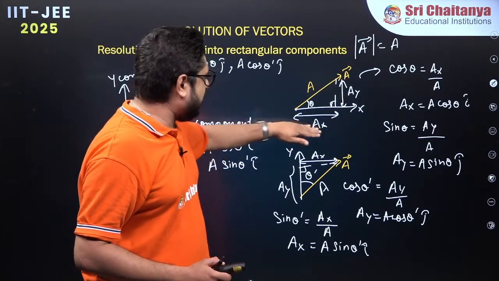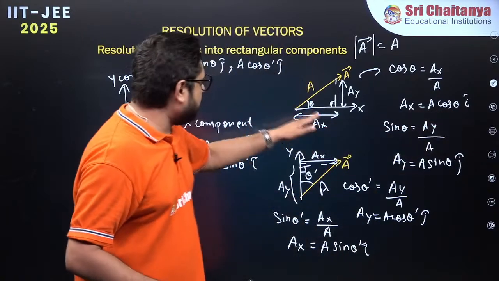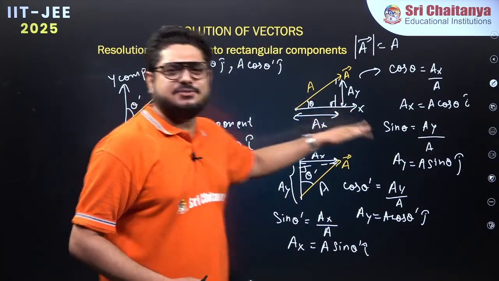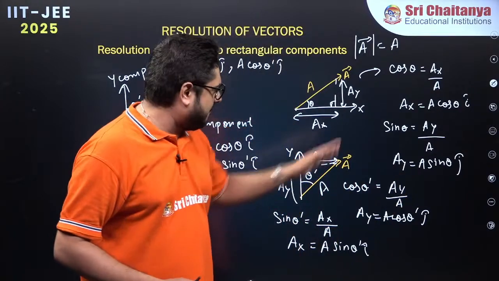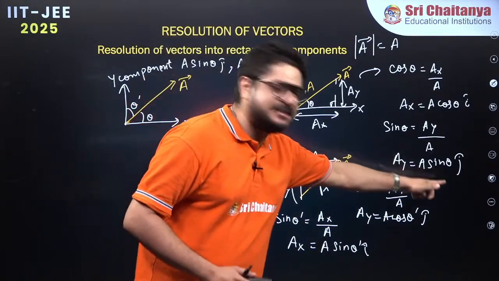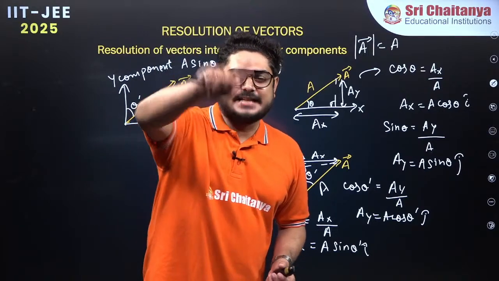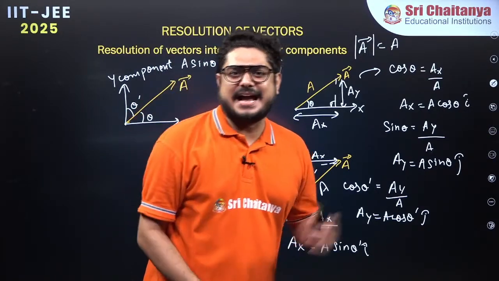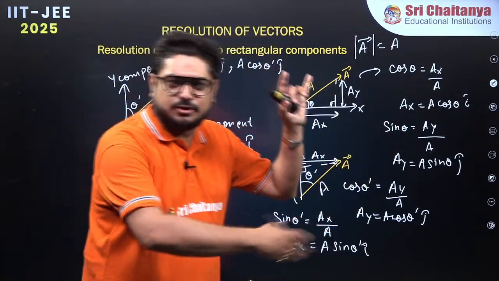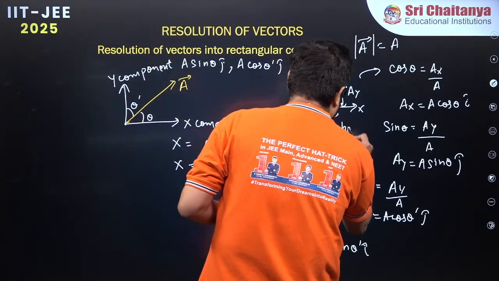Cos theta is AX by A. So I can write AX as A cos theta i cap. Similarly, sin theta is AY by A. Hence, AY will be A sin theta j cap. So this is the value we get when the angle is listed in the form of theta, when the angle of the vector is with respect to the horizontal. We call this situation horizontal analysis.